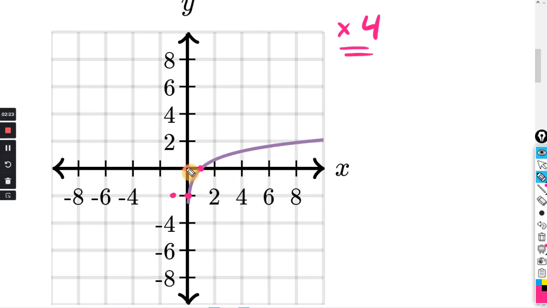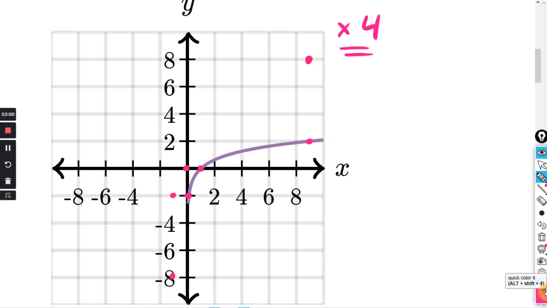So right here, this point is at y equals 0. That's going to stay. Right here, this is -4, so this must be y equals -2. -2 times 4 is -8. So this point will really be down here. And let's just take one more point. This point right here is at y equals 2. We're going to shift it left 1 and then multiply it by 4. So instead of being y equals 2, it's going to be at y equals 8.